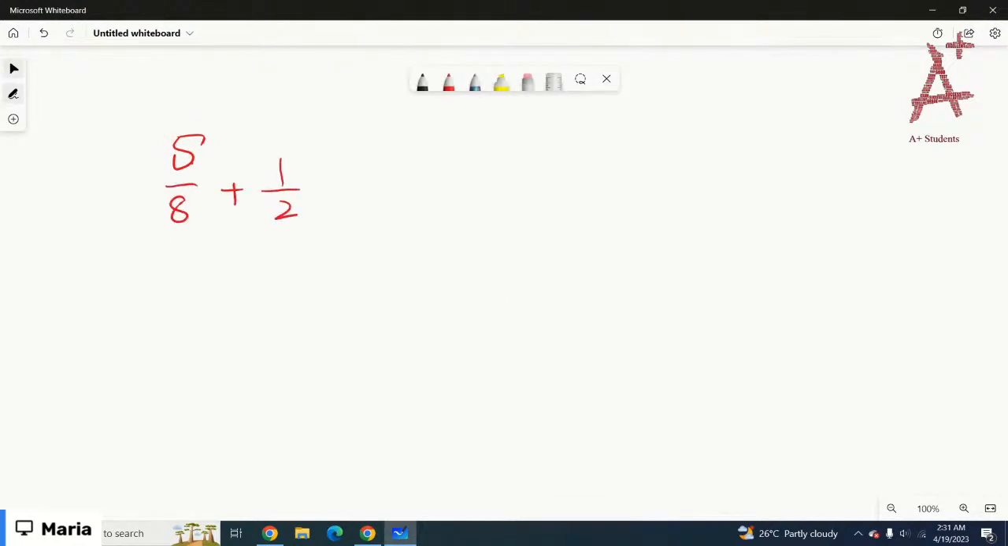So first of all, you need to make their denominators the same. So 2 times 4 is 8, so you need to multiply this fraction by 4. So it would be 4 over 8. Now they have like denominators. You simply have to add their numerators.